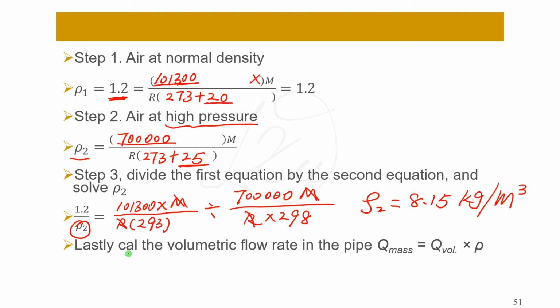Lastly, we need to calculate the volumetric flow rate. We know that the mass flow rate equals the volumetric flow rate times density.